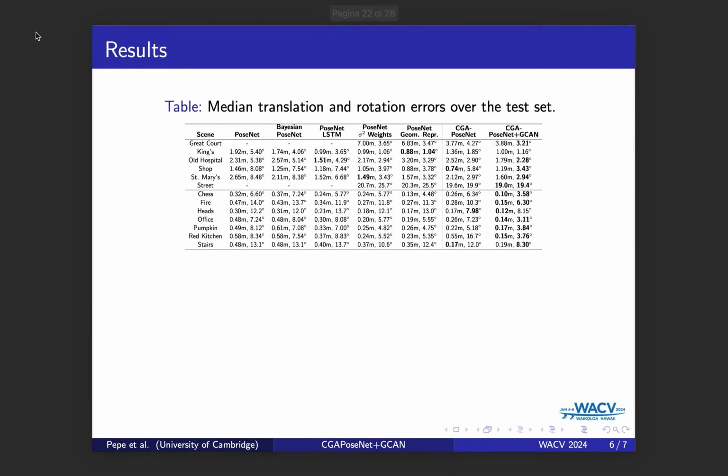Now, results are summarized as follows in the table here. You see plotted the translational error in meters and the rotational error in degrees over the test set for 13 different datasets spanning both indoor and outdoor scenes. Now, our approach has been compared with 7 other pipelines presented in literature, and we achieved some of the lowest error for most of the datasets presented.